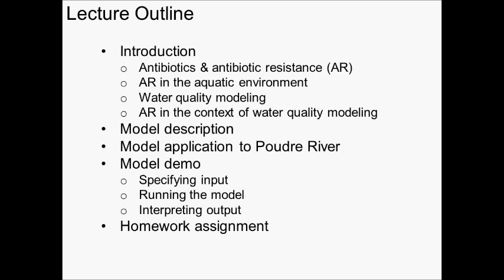In terms of outline, I'm going to start with a relatively broad introduction: antibiotics and antibiotic resistance, antibiotic resistance in the aquatic environment, water quality modeling, and then how those two separate fields merge, or how water quality modeling can be applied in the context of antibiotic resistance. Then I'm going to give a description of the McKee model. I'm going to present an application of the model to the Poudre River.